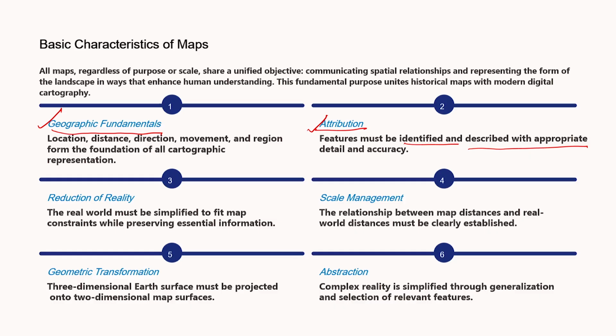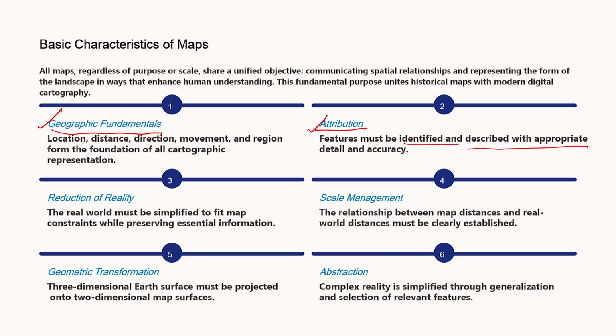What is the difference between this attribution and location? Location may be a map, location may be the location of a well, location may be the location of a university. What is attribution? Whatever I want to talk about the university, that is attribution. Madras University is located at this particular latitude, longitude, that is a location, geographic fundamental. What about the attributes of Madras University? How many departments are there?